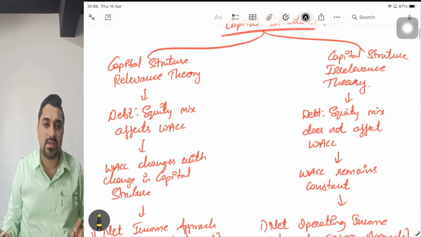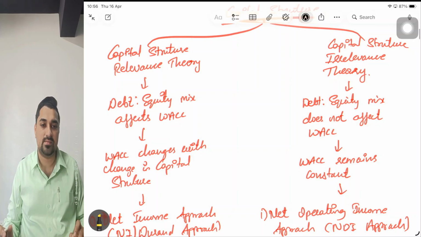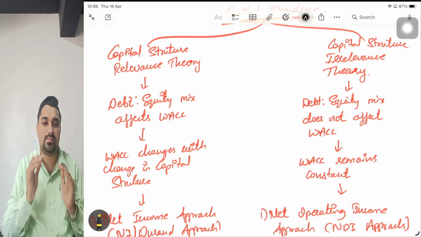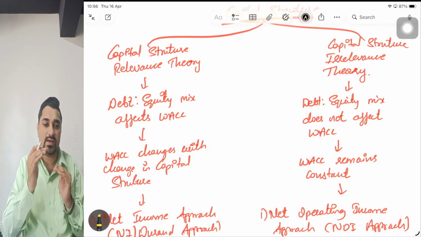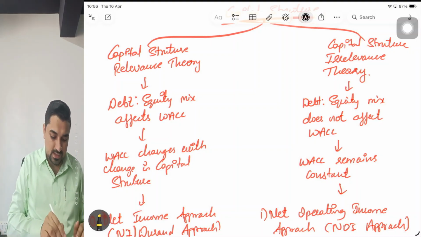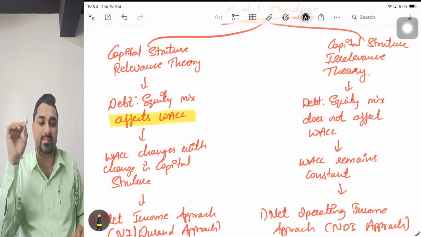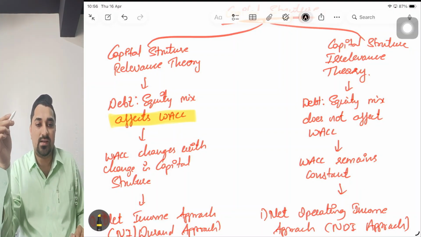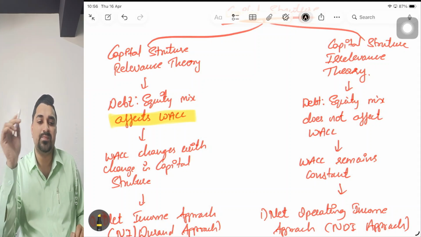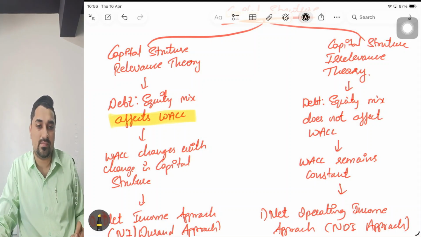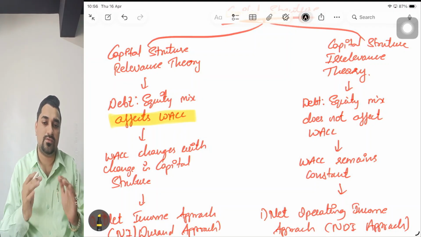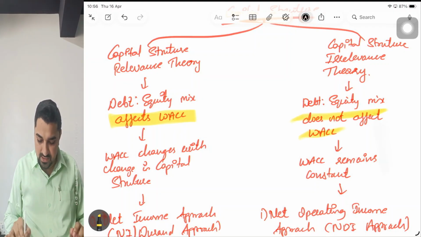What do you mean by capital structure relevance theory? It means whatever my debt equity mix is in my capital structure, the proportion of debt and the proportion of equity, that will have an impact on my WACC. In other words, my WACC is dependent on my debt equity mix. That is called capital structure relevance theory. What do you mean by capital structure irrelevance theory? Irrespective of your debt equity mix, you may be having 20% equity, 30% equity, 70% equity, or 100% equity, your WACC will remain constant.